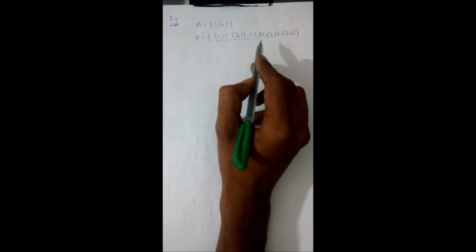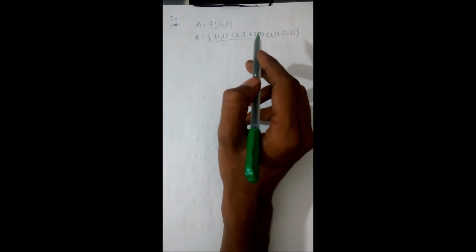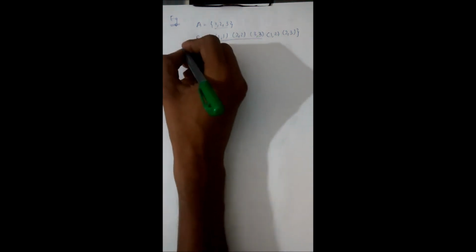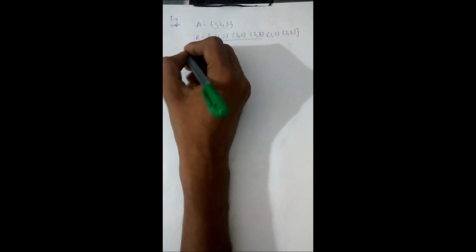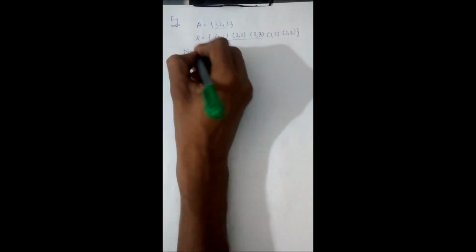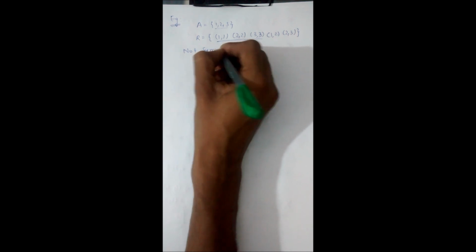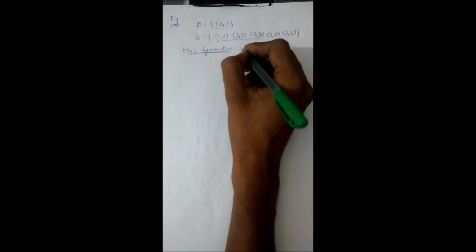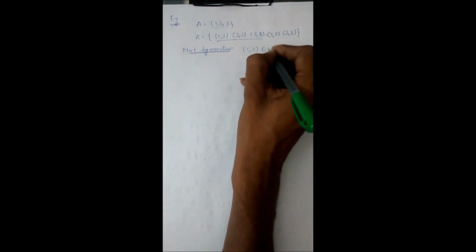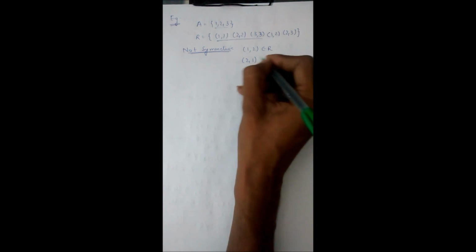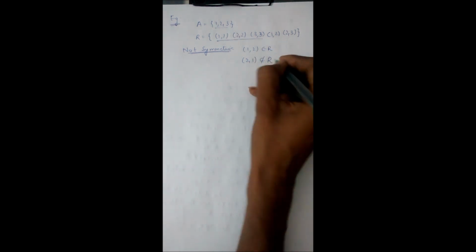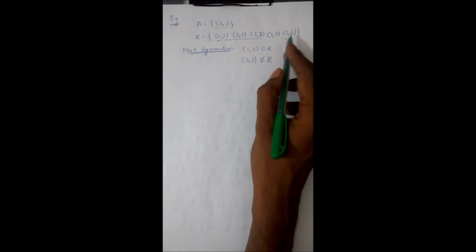But this relation is not symmetric, not transitive. Okay. So in order to argue about non-symmetry, we need to find a pair (1,2) in R whose symmetric pair, that is (2,1), does not belong to R. We can show (2,3) also. (2,3) belongs to R, but (3,2) does not belong to R. So this shows that this is not symmetric.